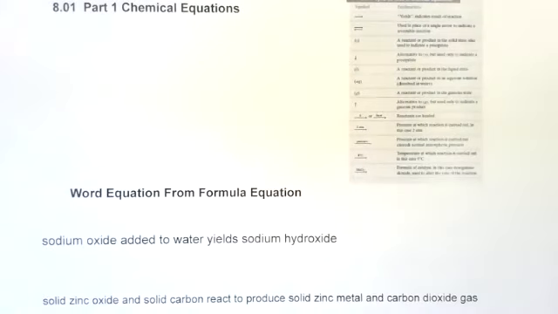Right, here we go. New chapter, new packet, chapter 8 on chemical reactions. In this first video, we're going to talk about writing equations. Part of this is going to be review because we did this back in chapter 2. We talked about chemical equations and the parts of them: reactants, products, etc.